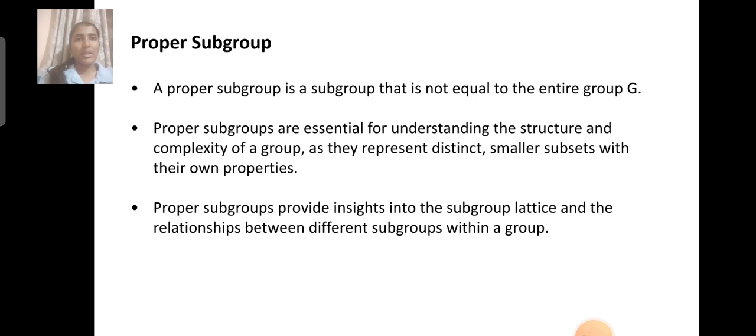Proper subgroup. A proper subgroup is a subgroup that is not equal to the entire group G. Proper subgroups are essential for understanding the structure and complexity of a group, as they represent distinct smaller subsets with their own properties. Proper subgroups provide insights into the subgroup lattice and the relationships between different subgroups within a group.